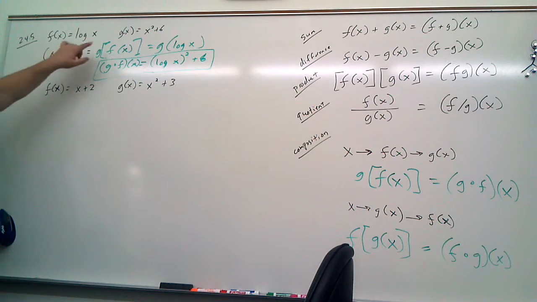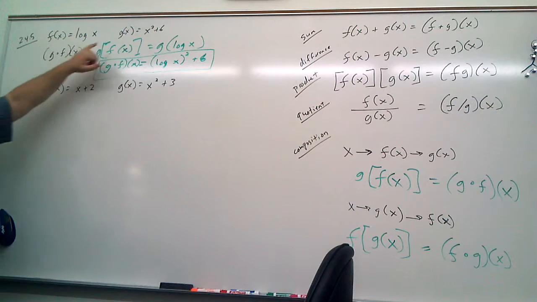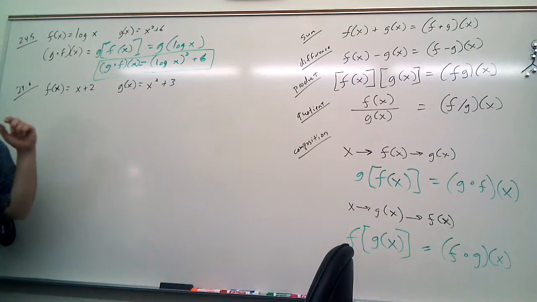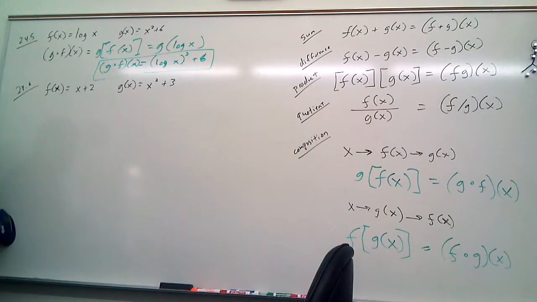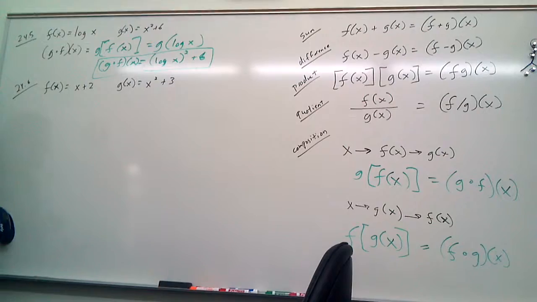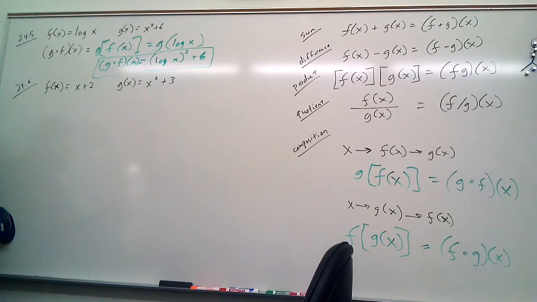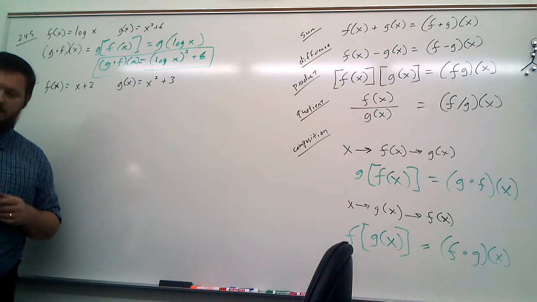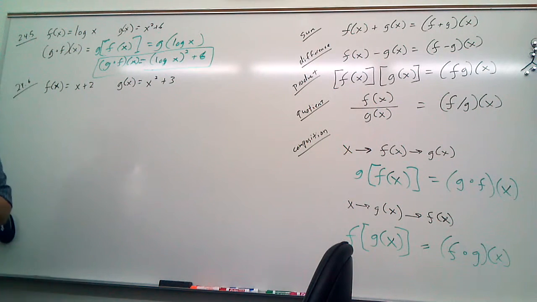So f is just the name of this function, and g is the name of this function, just so we can tell them apart. I could have called them functions h and q, or any other letters, or I could say numbers. Alright, 24.6 gives us two functions.